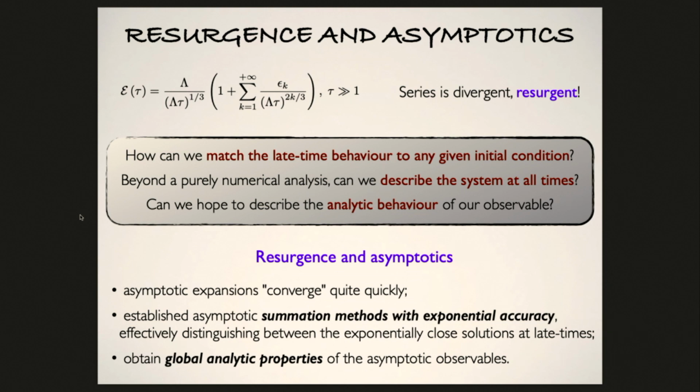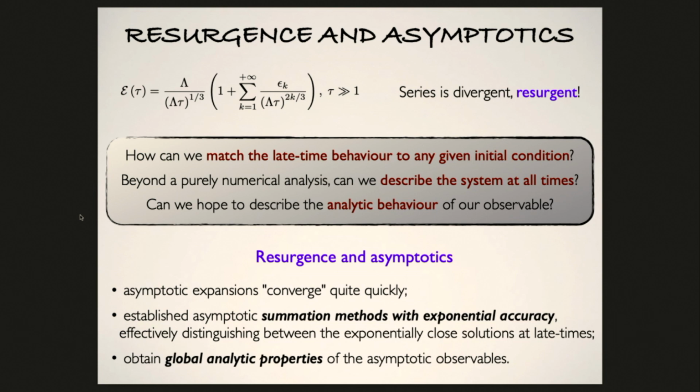So, like I said, the series is divergent. It's resurgent in the sense that the early time behavior resurges in the factorial growth of these epsilon Ks. But as I mentioned, yes, we have hydrodynamics. It works at late times. It works earlier than the late times. But can it work at early times as well? Can we match the late time behavior to any given initial condition? Can we describe the system at all times? And moreover, if we have a good description like this, can we find analytic behavior just beyond the pure perturbation theory of the system?